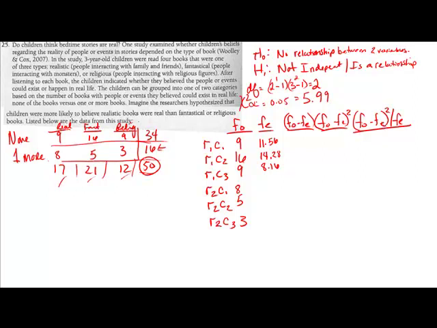16 times 17 divided by 50. 16 times column 2, which is 21, divided by 50. And last but not least, row 2, which is 16, times the total for column 3, which is 12. Divide that by 50. Okay. So I have my frequency expected.